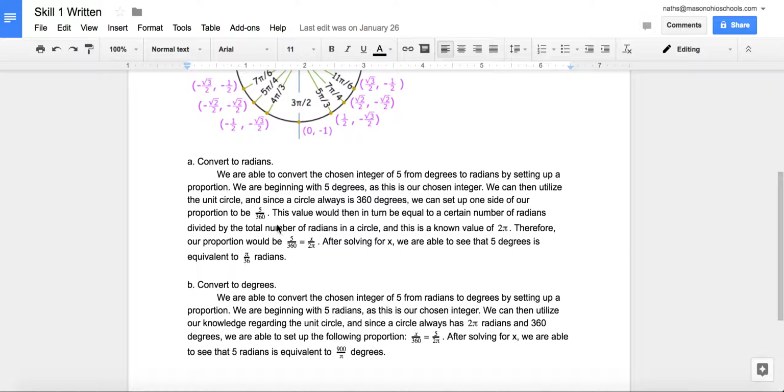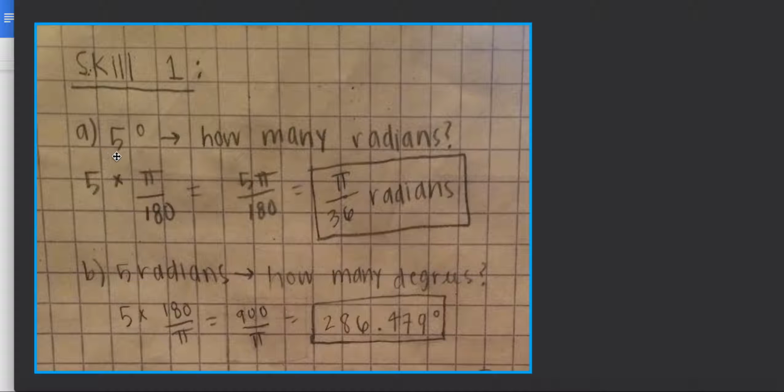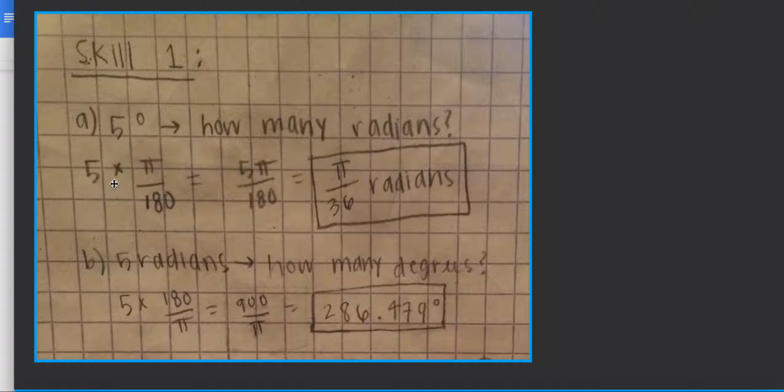So here you can see that with my 5 degrees, I needed to convert to radians, and here you can see my work. I multiply by that ratio. So 5 times that pi over 180, which gets you 5 pi over 180. When that's simplified, you get pi over 36 radians.